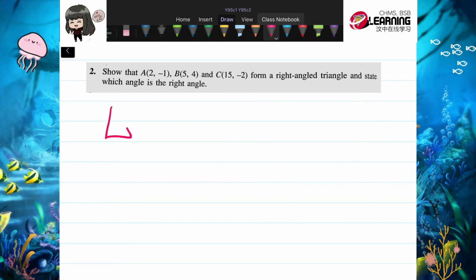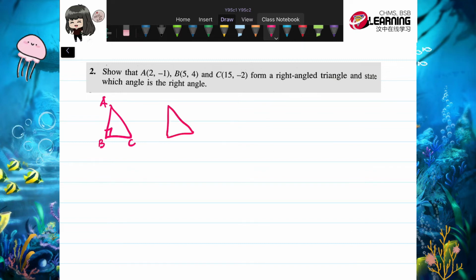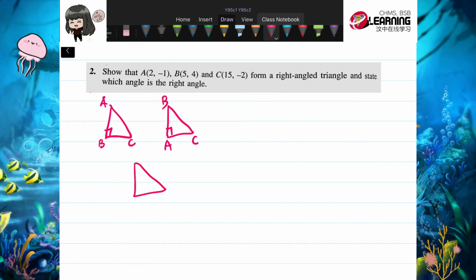Is it angle ABC? Or is it BAC? Or is it C, here, AB? We don't know. That's what they're asking: state which angle is the right angle. So we need to find out, but how?